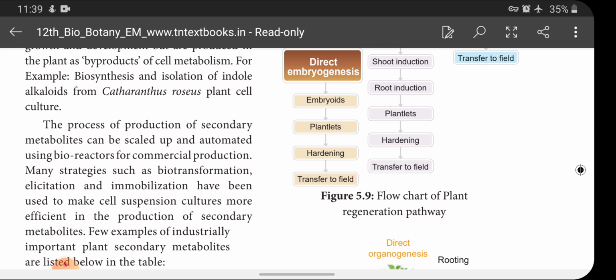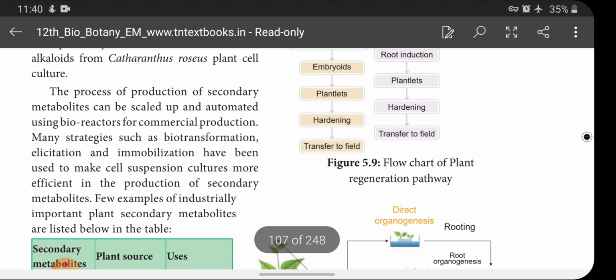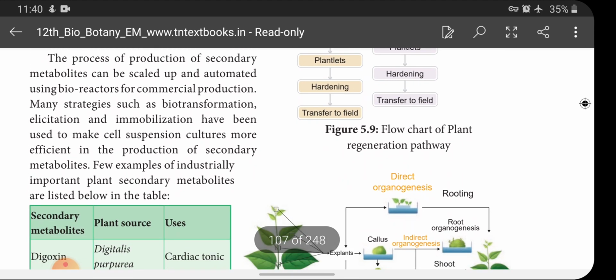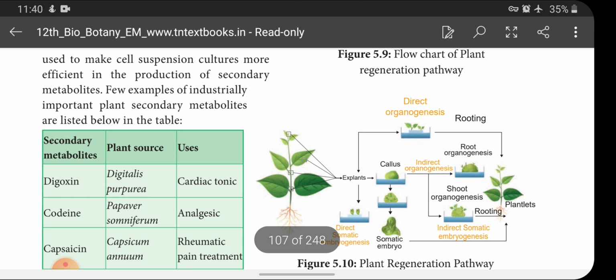Many strategies such as biotransformation, elicitation and immobilization have been used to make cell suspension culture more efficient in the production of secondary metabolites. What are the various methods used in the production of secondary metabolites? Biotransformation, elicitation and immobilization. Examples of industrially important plant secondary metabolites are listed below in the table.